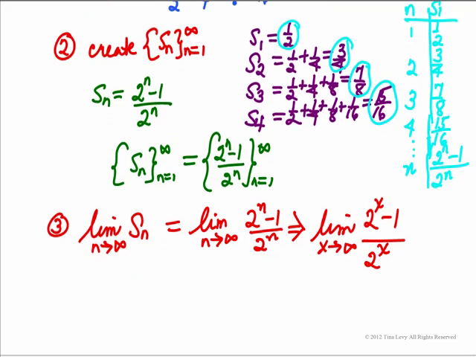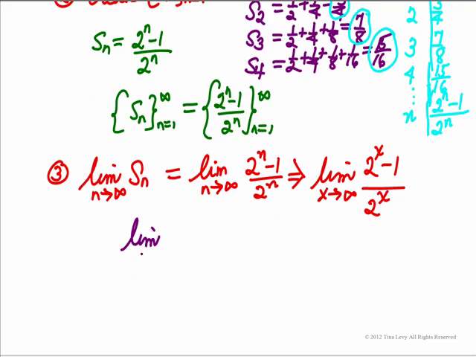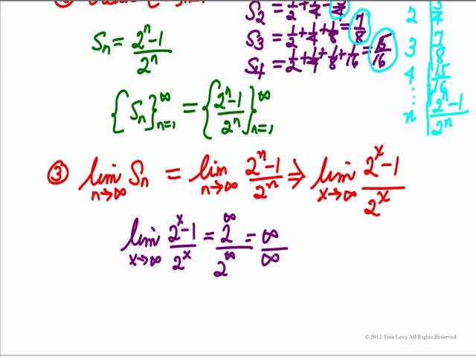Now I'm working this limit. The limit as x approaches infinity of (2^x minus 1) over 2^x is 2 to the huge infinity, 2 to infinity, which is infinity over infinity, which I now can use L'Hopital's rule. I put the LH, and it is the limit as x approaches infinity. The derivative of 2^x minus 1 is 2^x log 2 minus 0, and the derivative of 2^x on the bottom is 2^x log 2.